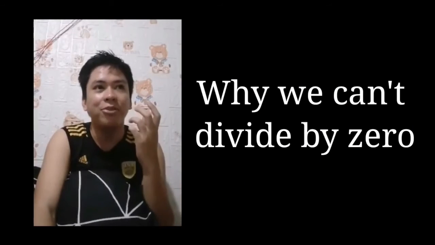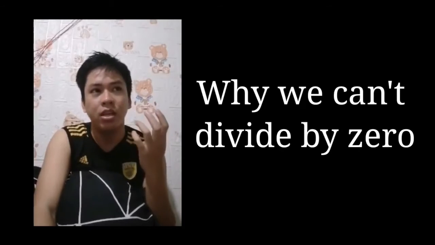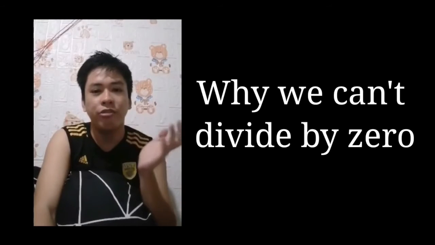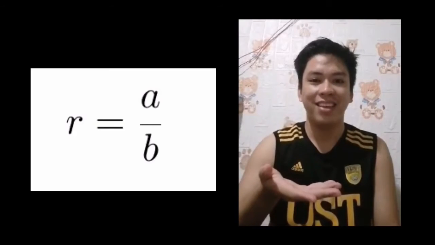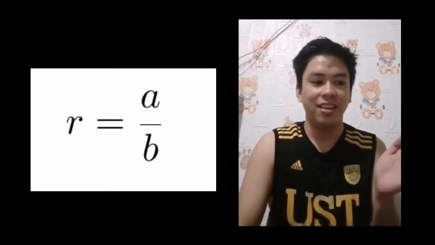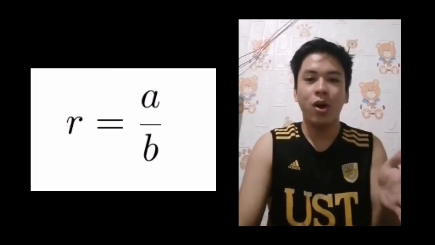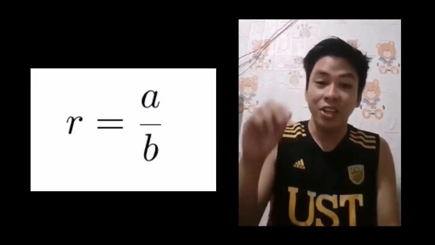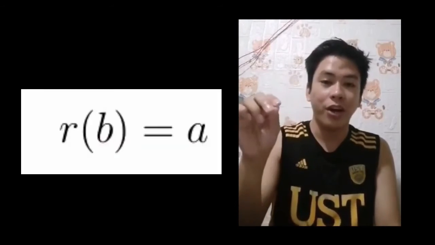Yes, we really have to know that there's no such division at which the divisor is 0. The ratio R of two numbers A and B, that is R equals A over B, is the number R such that it satisfies the equation A equals R times B.